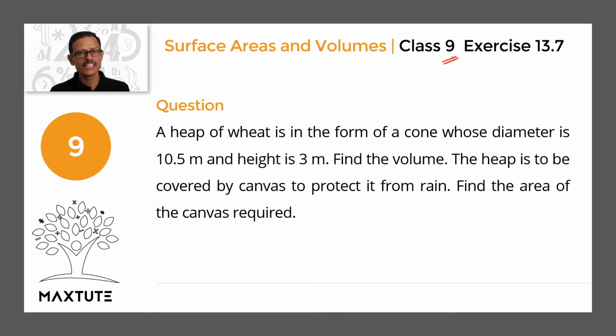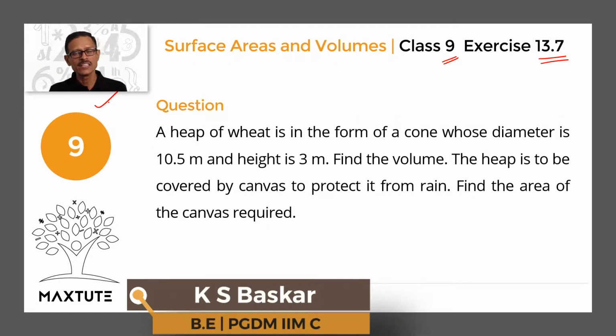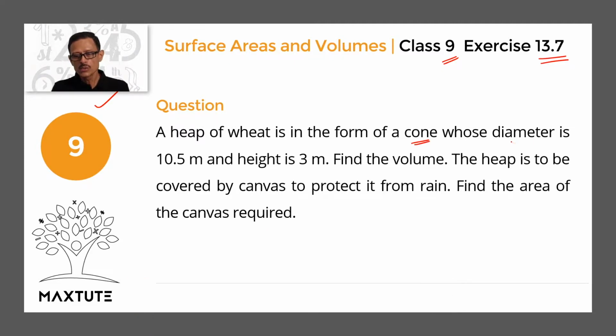CBSE Class 9 Math, NCERT Solutions to Class 9 Math, Chapter 13, Surface Areas and Volumes, Exercise 13.7, Question number 9. Focus concept in this question is volume and surface area of cones. A heap of wheat is in the form of a cone whose diameter is 10.5 meters and whose height measures 3 meters. Both these dimensions, diameter and height, are given to us in terms of meters. So we don't need to do any conversion of units at all in this case.